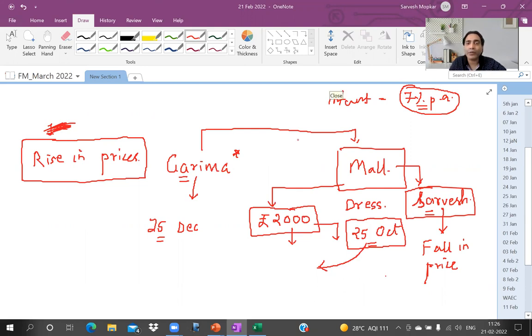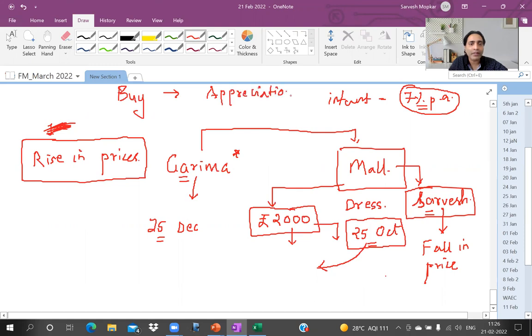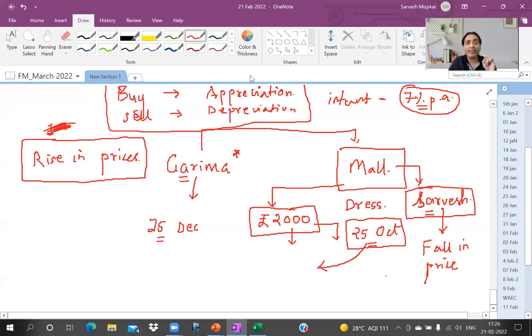That's it. This is the thing you need to always keep at the back of your mind. That the buyer, one who wants to buy, always worries about appreciation in prices. Now I'm using some technical words. The buyer is always worried about appreciation in prices. The seller is always worried about depreciation or fall in the prices. That's it for today. With this background in your mind, let's conclude for today. But this is the thing I'll ask you again tomorrow.